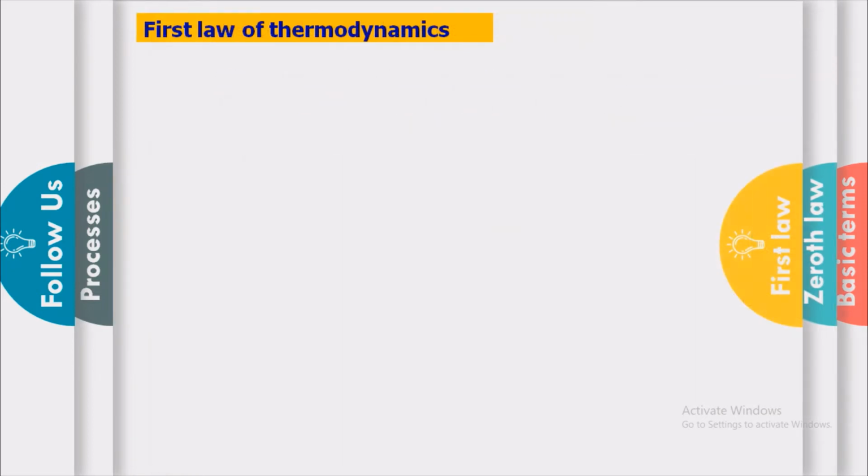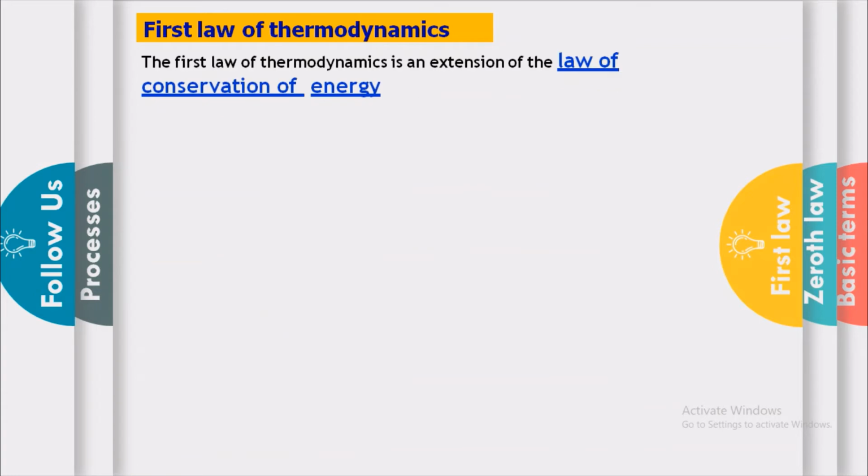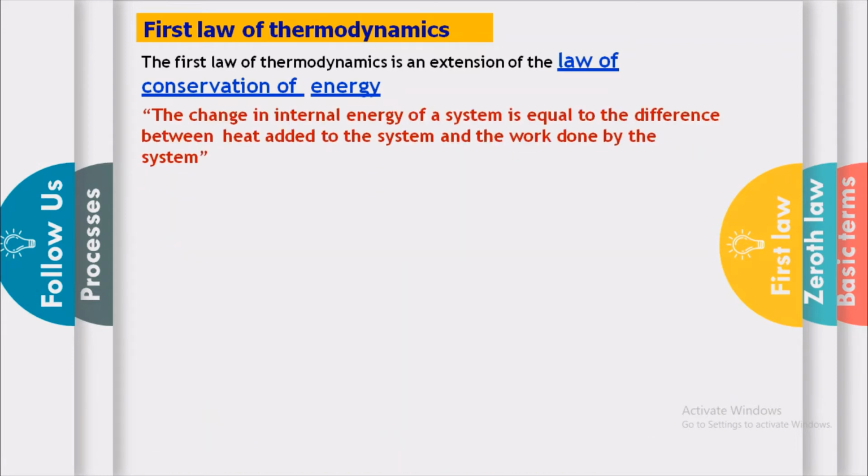Let us discuss the first law of thermodynamics. The first law of thermodynamics is a statement of the law of conservation of energy. Also, according to this law, heat and work are interchangeable. For a system undergoing a cyclic process, the change in internal energy of a system is equal to the difference between heat added to the system and work done by the system.